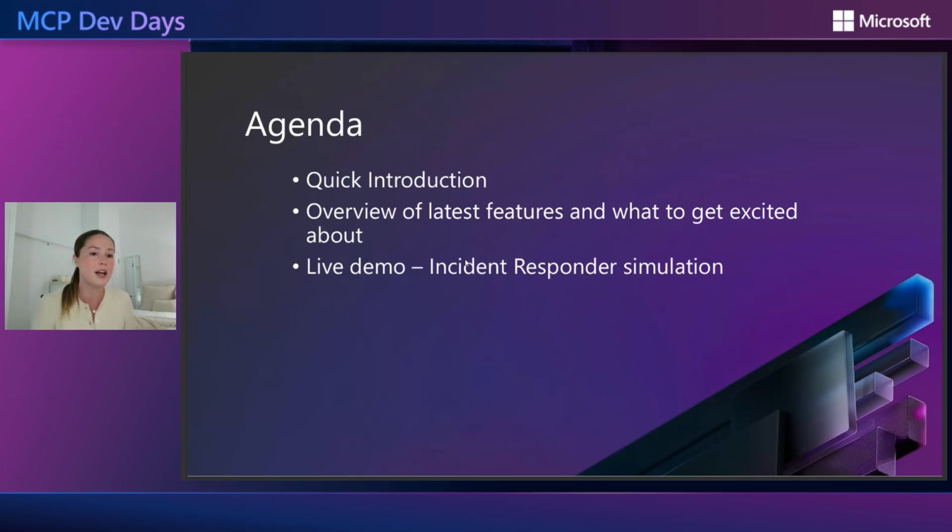Otherwise, I am just going to start with what are the features that we have available in VS, what you can get excited about, and what we're currently working on to make the experience even better than what we have available today. And then from there, I'm going to jump into a live demo. I have a little bit of a backend enterprise scenario simulation set up, so I'm going to dive into that after I give a quick overview. But let's jump into some of the features that we have available for MCP in VS.